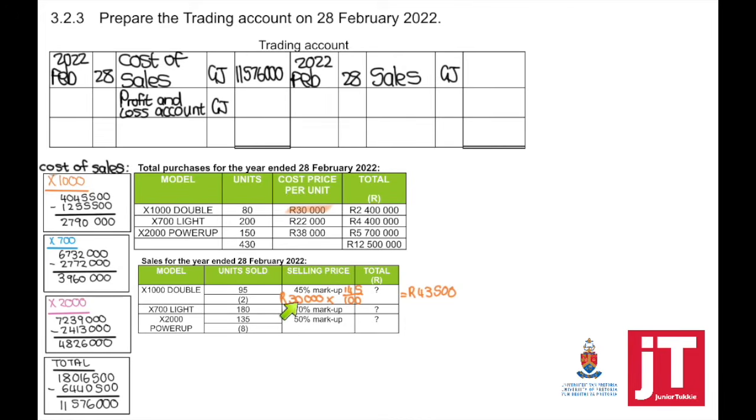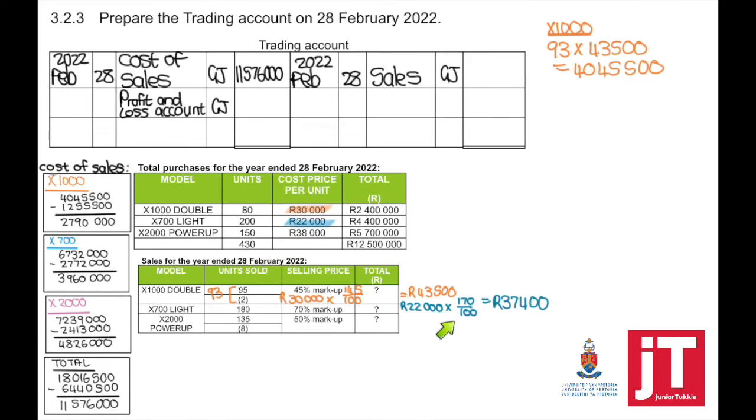The cost is 50,000 times 145 divided by 100 equals the selling price. If you look, 95 units were sold, but 2 were returned. So we need to take 93 times the selling price. Looking at X700, the cost is 22,000 to work out the selling price. The markup is 70%, therefore 170 divided by 100 equals the selling price. 180 units were sold times the selling price equals the total sales for that item.